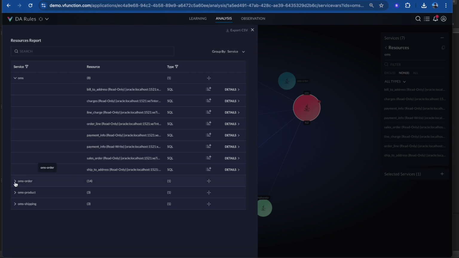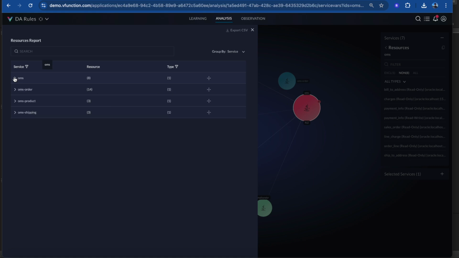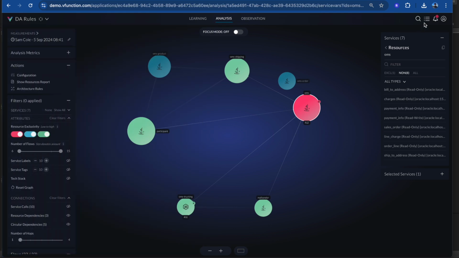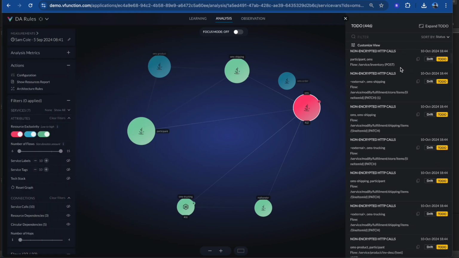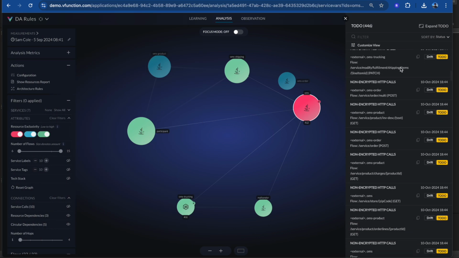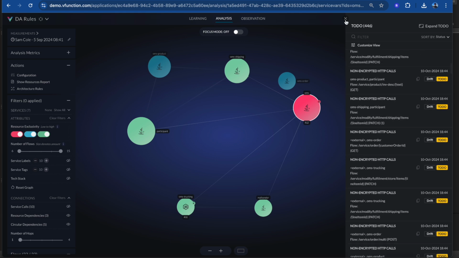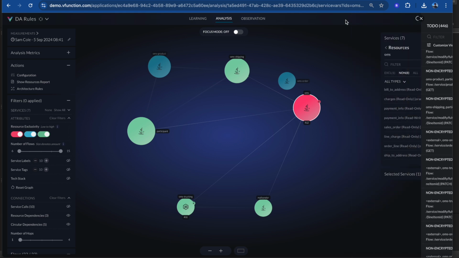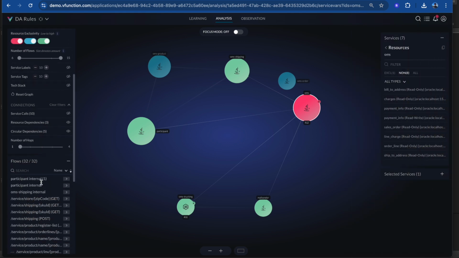Now, the fact that you have multiple services accessing the same database table is indeed an architectural issue that you may want to pay attention to. And the system automatically lists these different architectural issues as to-dos that you may want to address. So beyond that, what the system does, it not only visualizes at a high level the system, it actually goes much deeper and draws the different flows in the system.